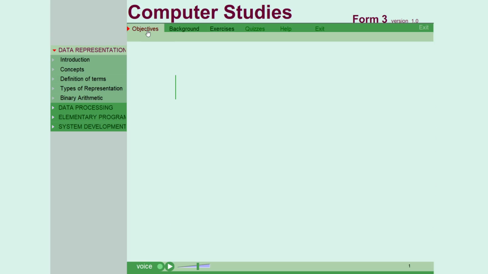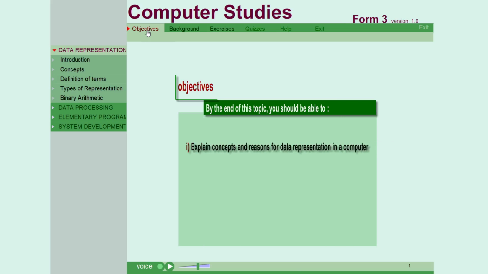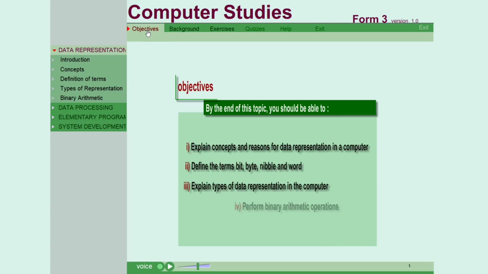Lesson objective. By the end of this lesson, the learner should be able to explain concepts and reason for data representation in a computer. Define the terms bit, byte, nibble, and word. Explain types of data representation in the computer. And perform binary arithmetic operations.